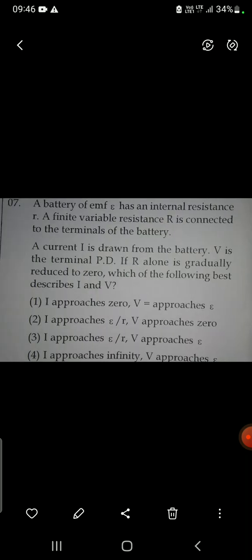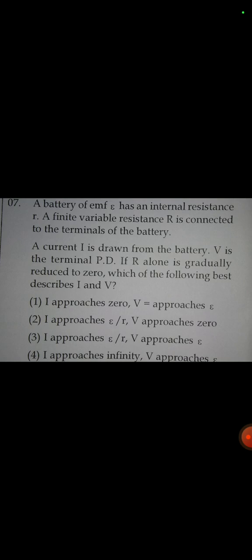option C is correct. Next, a battery of EMF E has an internal resistance r. A finite variable resistance R is connected to the terminals of the battery. A current I is drawn from the battery. V is the terminal potential difference. If R alone is gradually reduced to 0, which of the following best describes I and V?